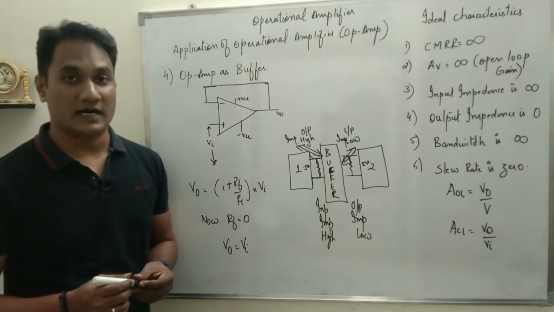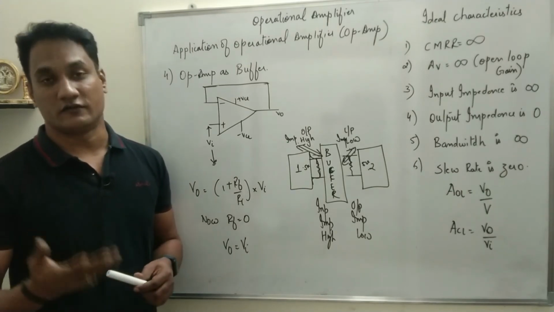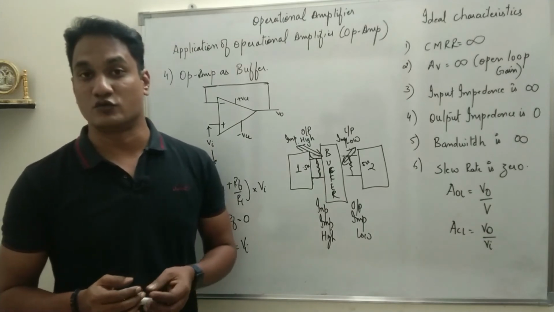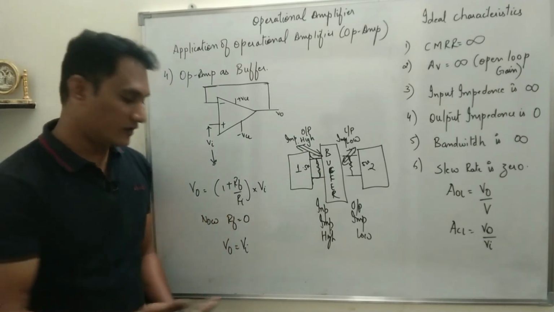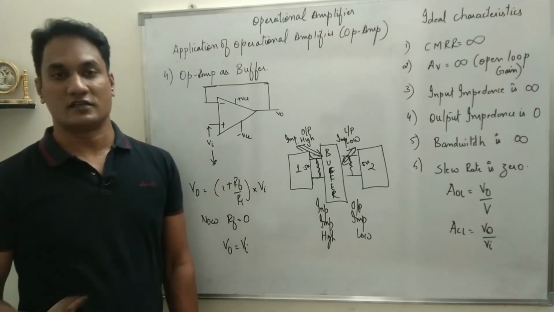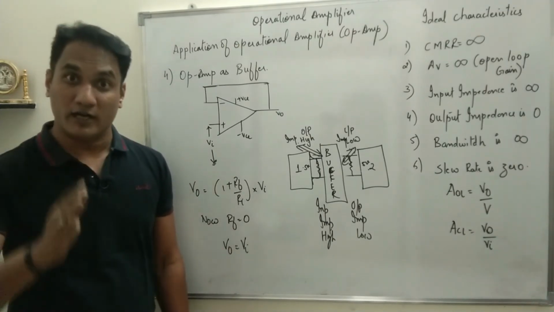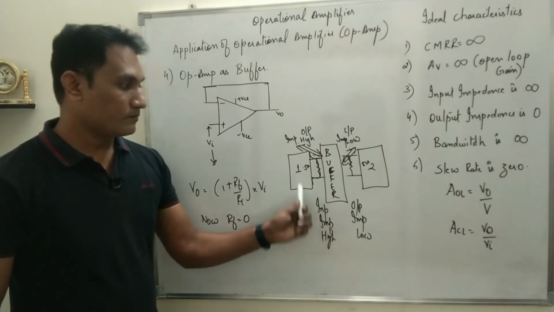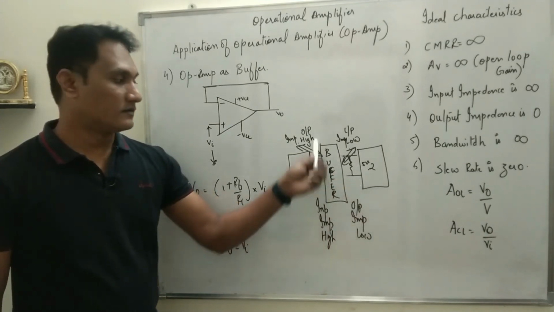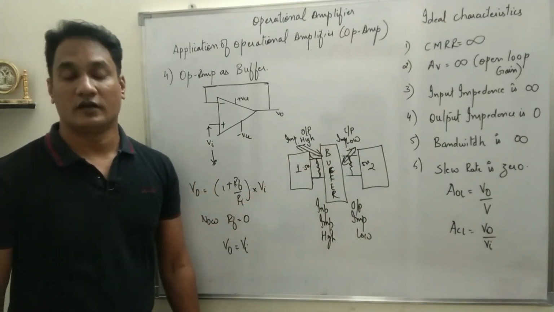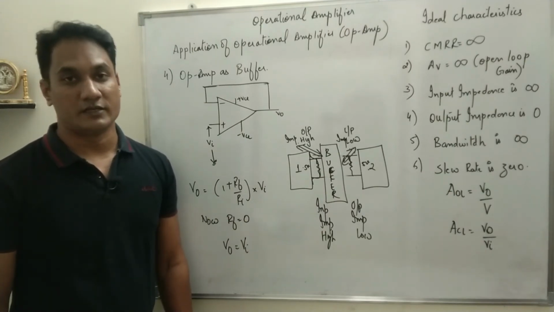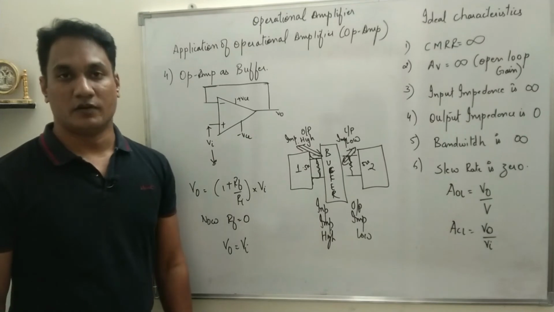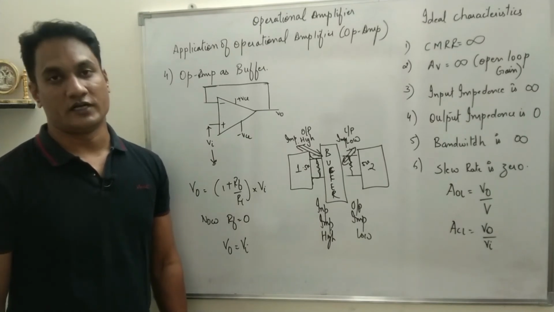This question can be asked as a viva question if that particular experience comes to you. This is a very typical question: what is the use of a buffer if input voltage is equal to output voltage? There is no need to design such a circuit, but when such a situation arrives, the buffer is used for impedance matching. So this is the application of op-amp as buffer. I hope you have understood.